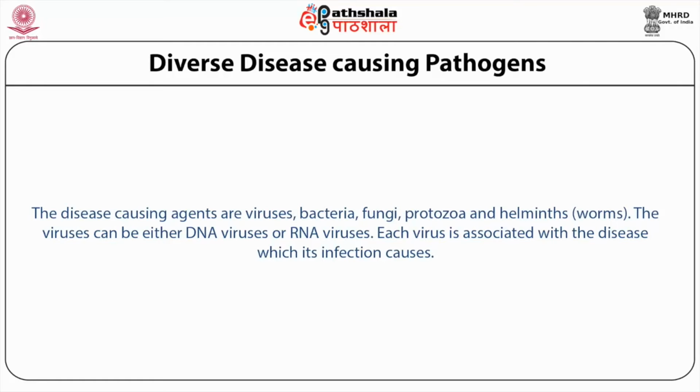Similarly, there is a list of RNA viruses, and the diseases which are caused in humans by these RNA viruses consist of influenza, mumps, measles. Common cold viruses are also RNA viruses. Polio virus is also an RNA virus. Rubella, rabies, these are also caused by some RNA viruses which are mentioned here.